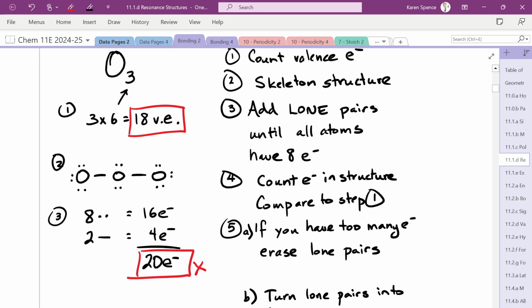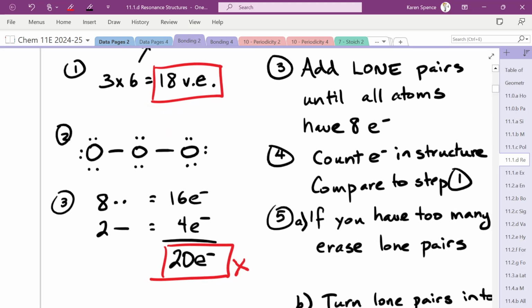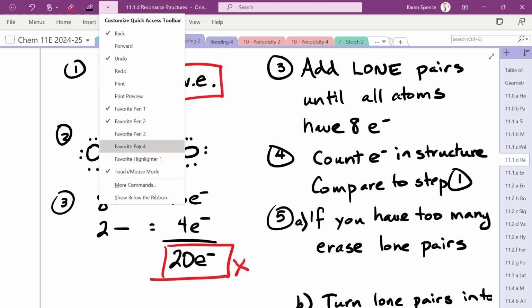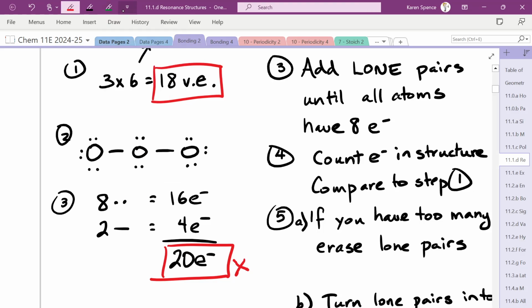So step 1, count your valence electrons. How many valence electrons, everyone? 18, because we have 3 oxygens in group 16, so it has 6. Skeleton structure, there's nothing else to do. Put them in a line. There's only 3 of them. Add lone pairs until all atoms have 8 electrons, so that's done here. And then we count the electrons in that structure. We have 8 lone pairs and 2 bonds gives us 20 electrons.